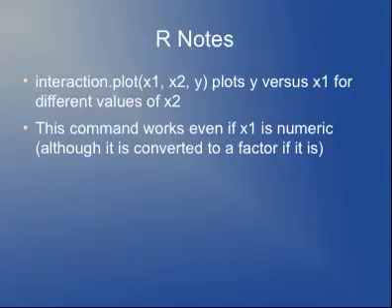In general, if you say interaction.plot x1, x2, y, that will plot y versus x1 for all the different values of x2. This works if x1 is numeric, but the way it's plotted, it basically converts it to a factor before it does the plotting.